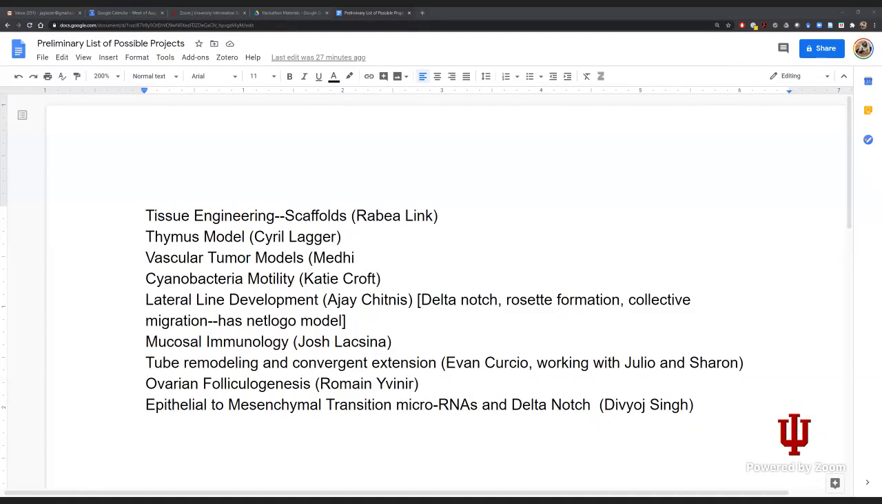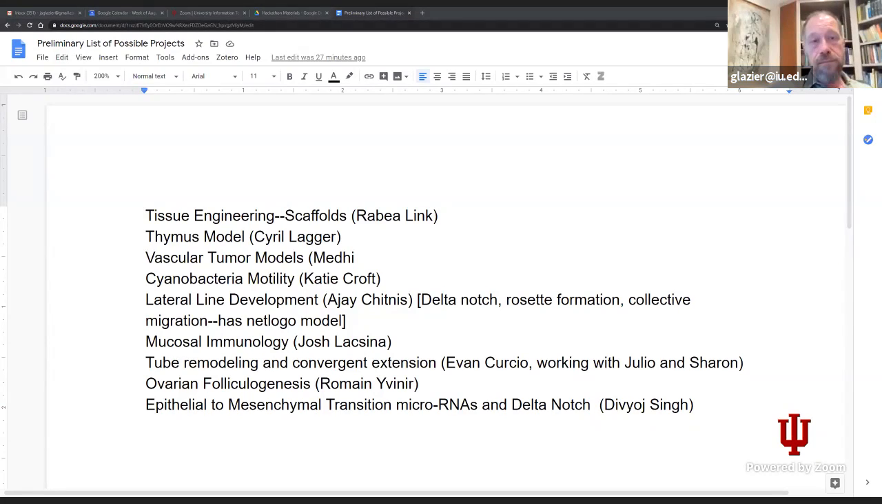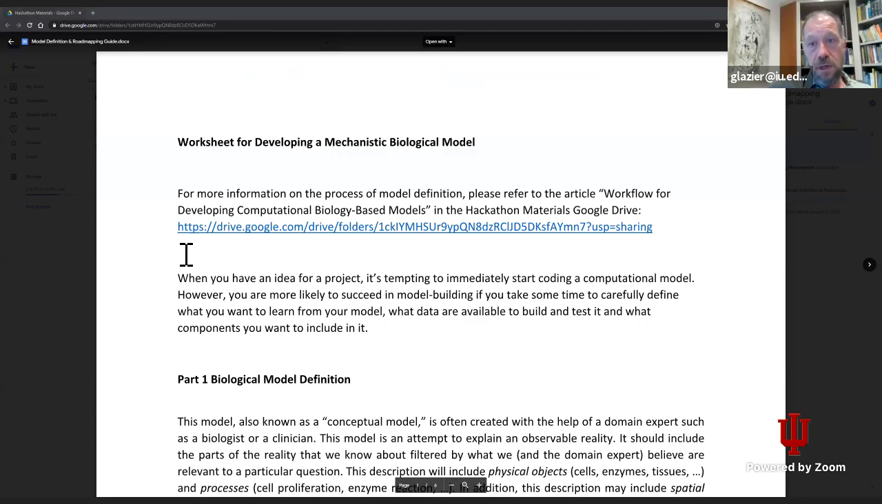Everybody ready? Actually, before I open it up, let me just go through quickly something which people have already done to a large extent, but I wanted to talk about for people who haven't done modeling much before. There's always a temptation when you start building models that you want to start. Can people see it? It should say worksheet for developing a mechanistic biological model. I want to make sure everybody can see that.